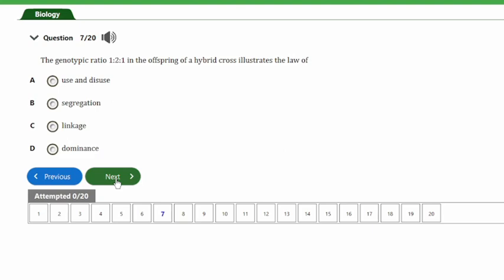The genotypic ratio 1:2:1 in the offspring of a hybrid cross illustrates the law of segregation. So this law was proposed by Gregor Mendel, and it states that during the formation of reproductive cells, pairs of hereditary factors for a specific trait separate so that offspring receive one factor from each parent. So this results in the 1:2:1 ratio seen in the offspring of a hybrid cross.